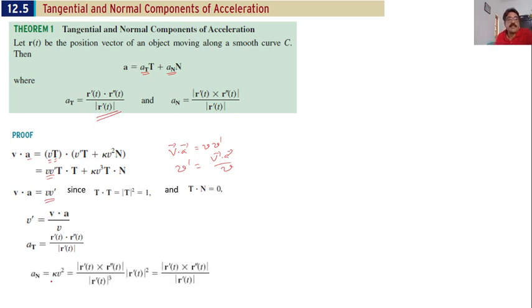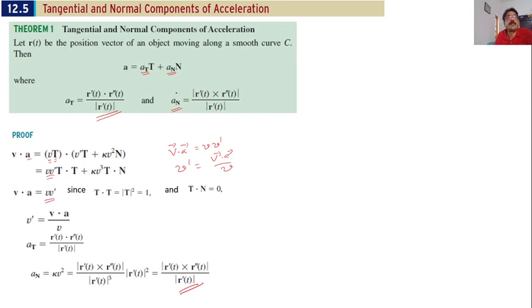Similarly, a_n we have found is κ v², kappa into v square, and we have already a formula for kappa, which is |r'(t) × r''(t)| divided by |r'(t)|³, and v² is |r'(t)|². Cancelling |r'(t)|², we get |r'(t) × r''(t)| divided by |r'|. So we are getting a formula for the normal component of acceleration, given by |r'(t) × r''(t)| divided by |r'|.